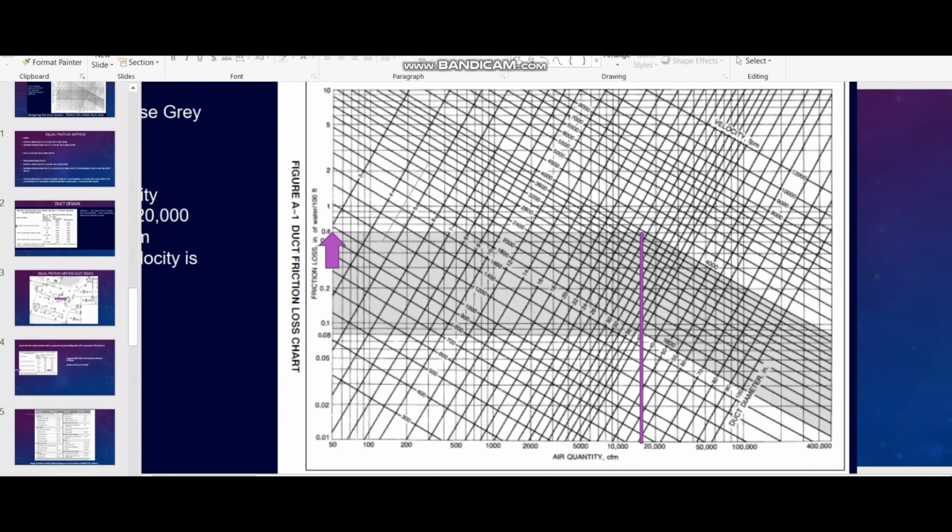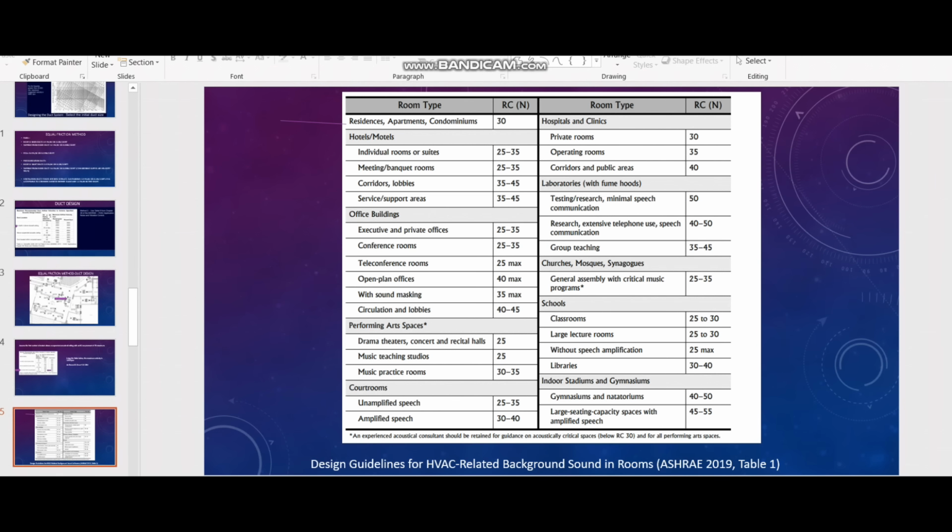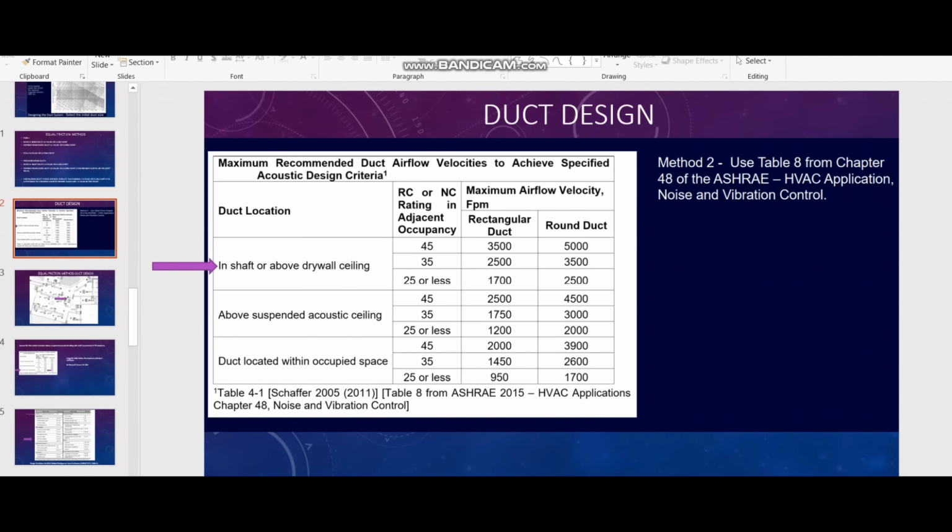For example, if you see the ASHRAE Application Handbook also, they have given the noise value for the different applications. Like you see here the residence area, they have given 30 RC or NC, and similarly the meeting room, they have given 25 to 35, corridor lobbies 35 to 45, telephone room 25 maximum. So these are the important things they have given in the ASHRAE Application Handbook, and most of the clients want us to follow this in our design.